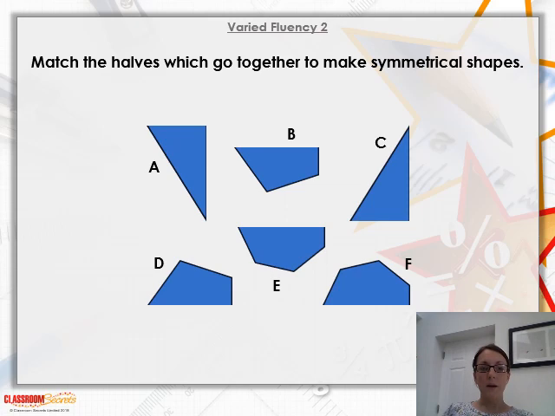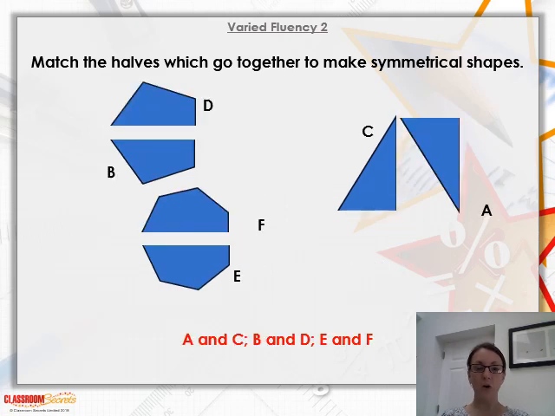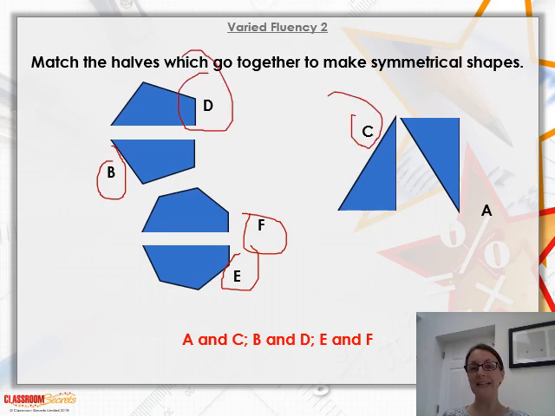Okay. Match the halves which go together to make symmetrical shapes. So I want you to pause the video and see which halves you think match up. And I hope you've recognized that E and F would go together, B and D would go together, and also C and A would match up together also. This would have to be rotated round, mind you. We'd have to rotate that round to match them up, but they would match perfectly together and be symmetrical.